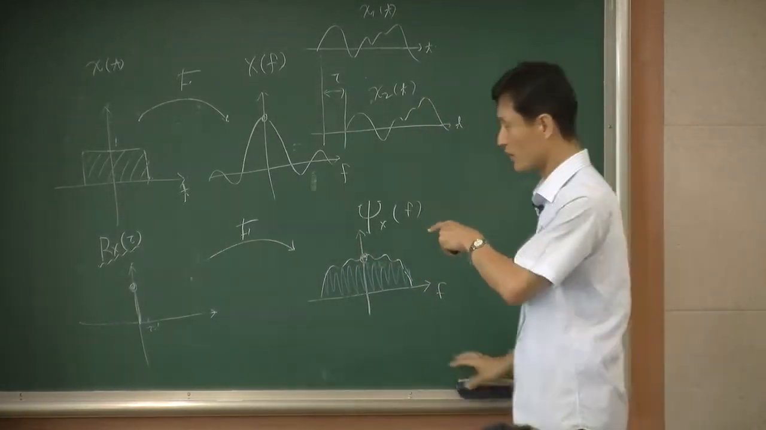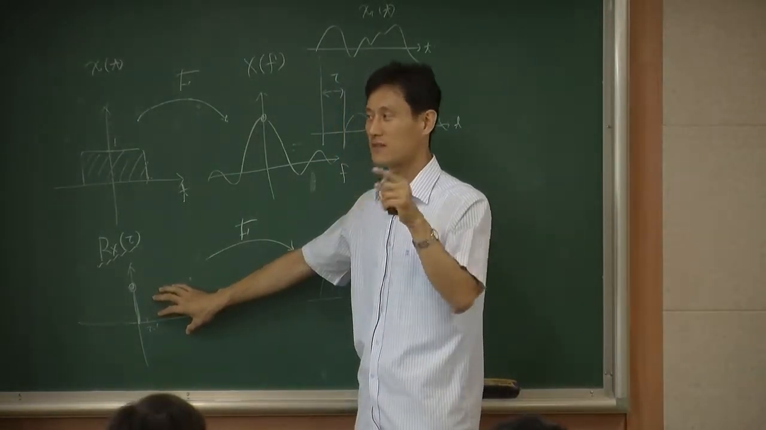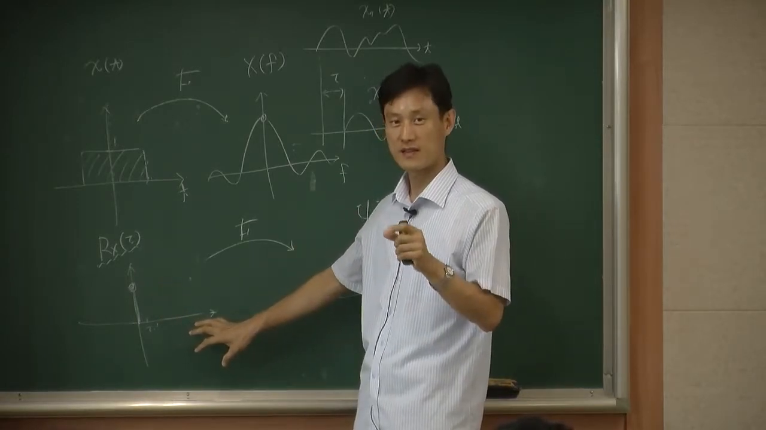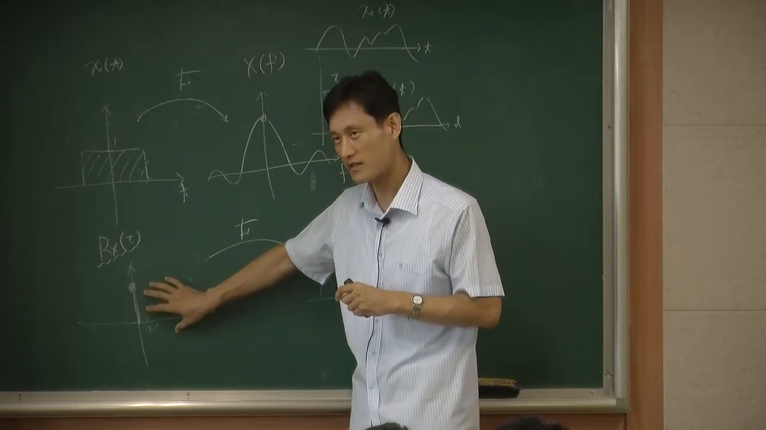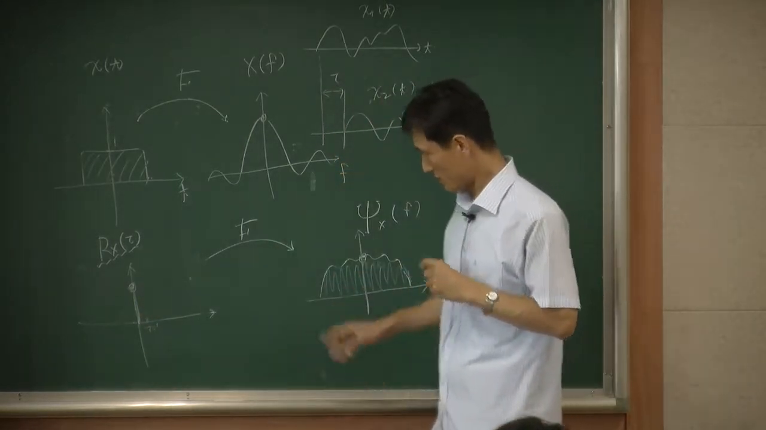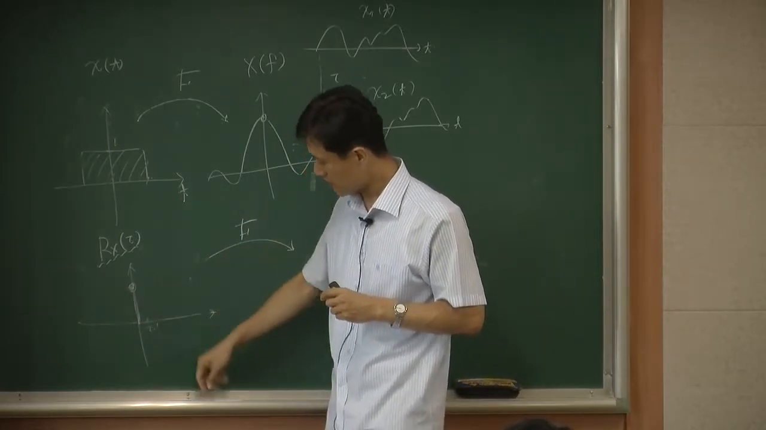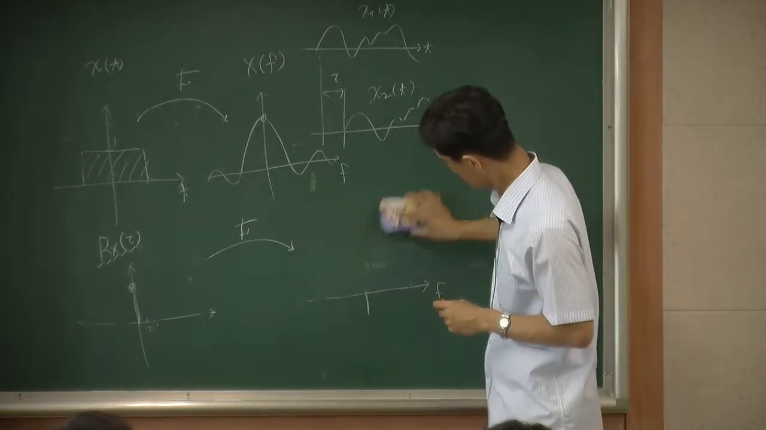We'll discuss this one later when we talk about noise, right? Later, after the midterm, I think we probably talk about noise at that time. Noise has this property. But now think about it. When you have this signal in the time domain, then take a Fourier transform. Then what do you have in the frequency domain?